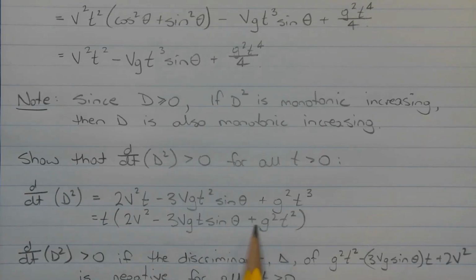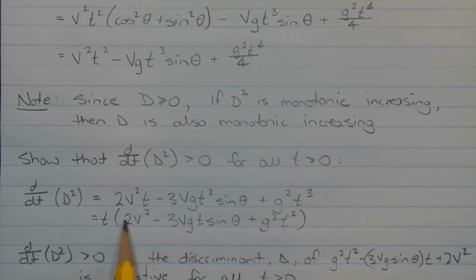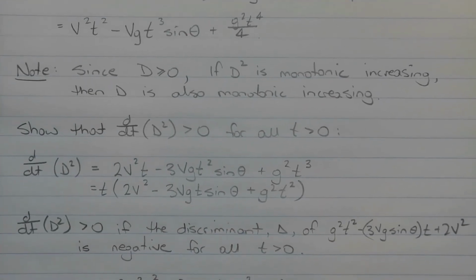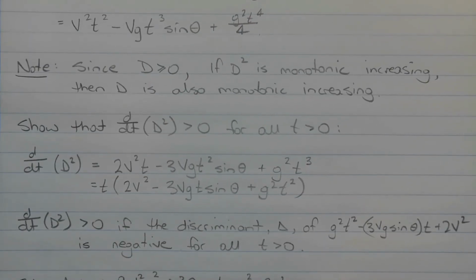Notice what we have in the brackets. We have a quadratic expression in the variable t, and if we read it backwards, it would be g squared t squared minus 3vgt sin theta plus 2v squared. This would be the constant term of this quadratic expression, and this term here would be the middle term. Now we know that t itself is greater than 0. So what we need to show is that the quadratic expression here is positive for all values of t. And the only way that that's possible is if the discriminant of this quadratic expression is negative.